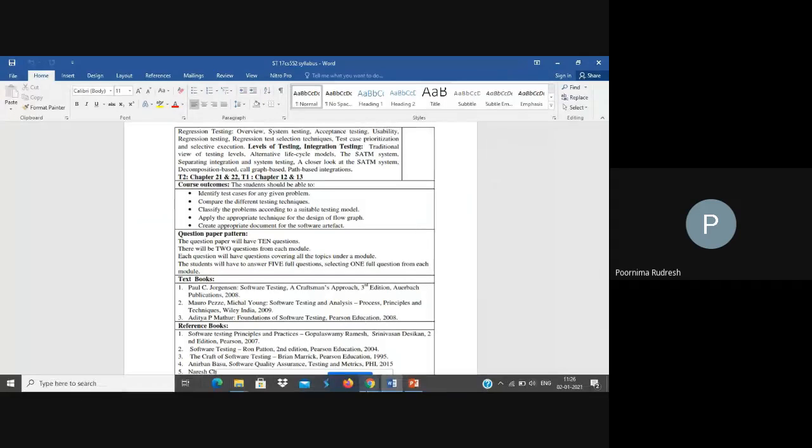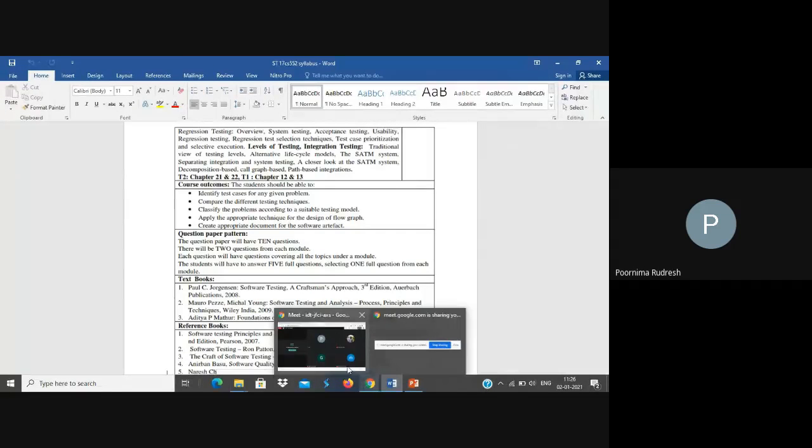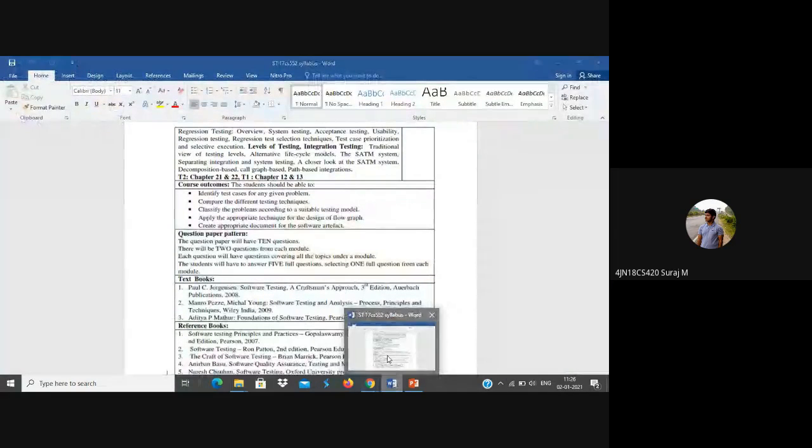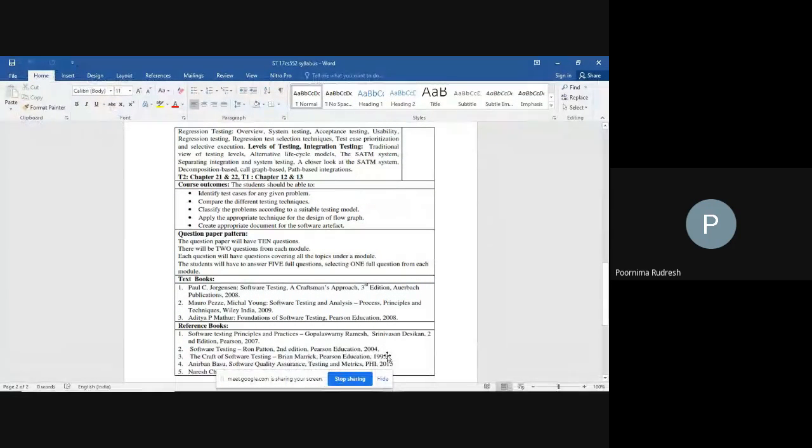Slide is visible, right? Can you see the slide? Yes, ma'am. Okay. So in the last class, I completed the testing and analysis in the software process.